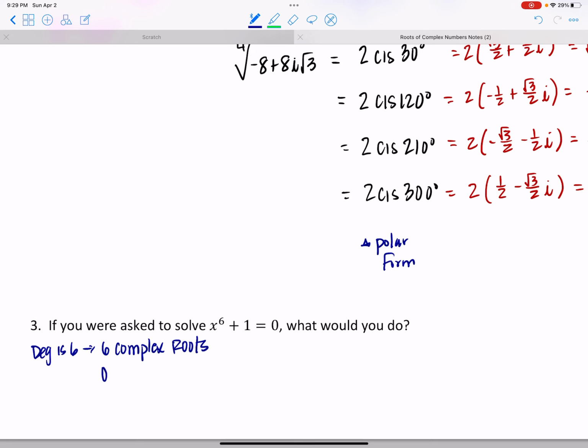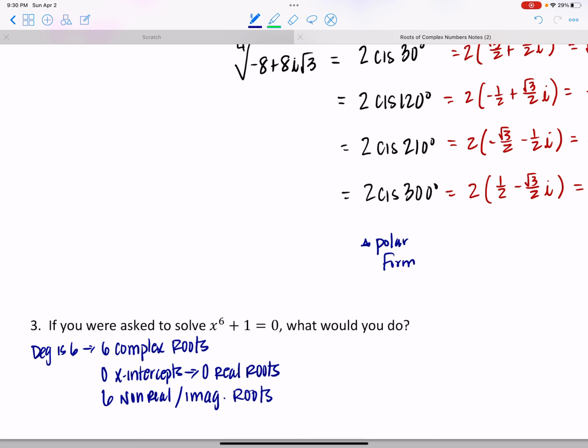So 0 x-intercepts tells me that there are 0 real roots, which means that all 6 complex roots are non-real or imaginary. Okay, so just to give me an idea of what I'm looking for, right? I know I'm looking for 6 complex solutions. None of them are going to be real. All 6 would be non-real.